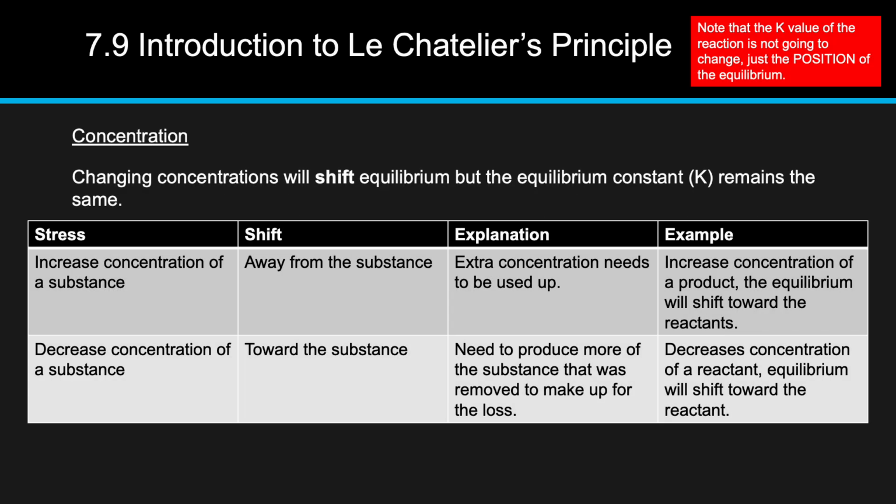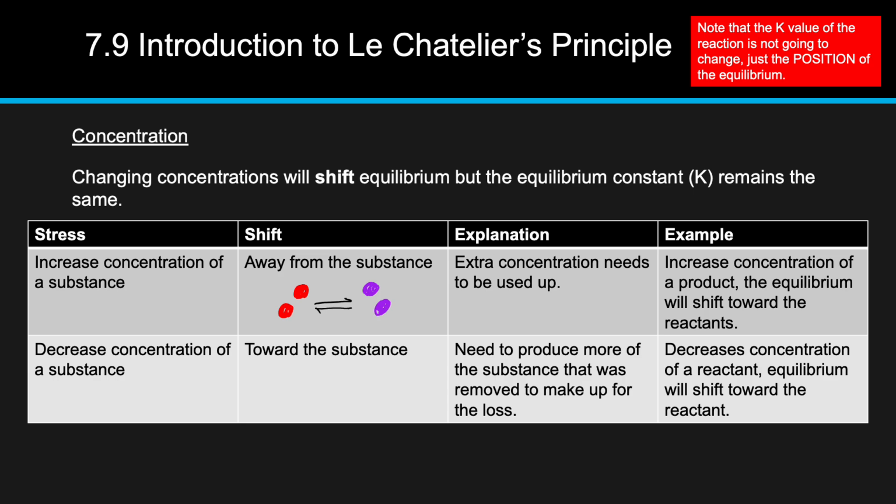All right, so our first stressor is concentration. So when we change concentration, we're going to see a shift in our equilibrium, but just remember the equilibrium constant is going to remain the same because temperature is constant. So first let's talk about increasing concentration. So let's say we have a very basic reaction. So we have 2 red reactants and 2 purple products.